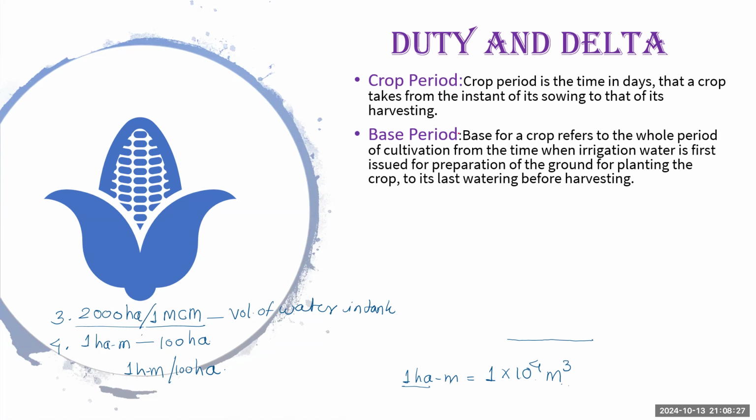So the term base period of a crop refers to the whole period of cultivation from the time when irrigation water is first issued, maybe for preparation of the ground, for planting the crop, to its last watering before harvest. That is the base period. And crop period is different. It is the time required from sowing to harvest. Okay, so these are the two terms, crop period and base period.